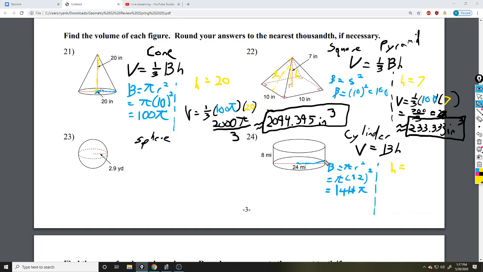Our height is just the distance that connects the bases. So connecting the bottom circle to the top circle, that would be 8. So then for our volume formula, area of the base times the height. Area of the base is 144 pi. And our height is 8.